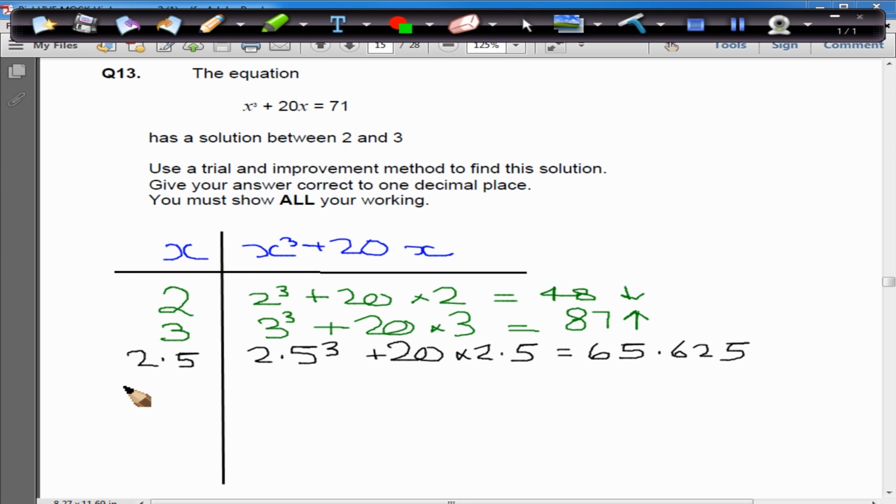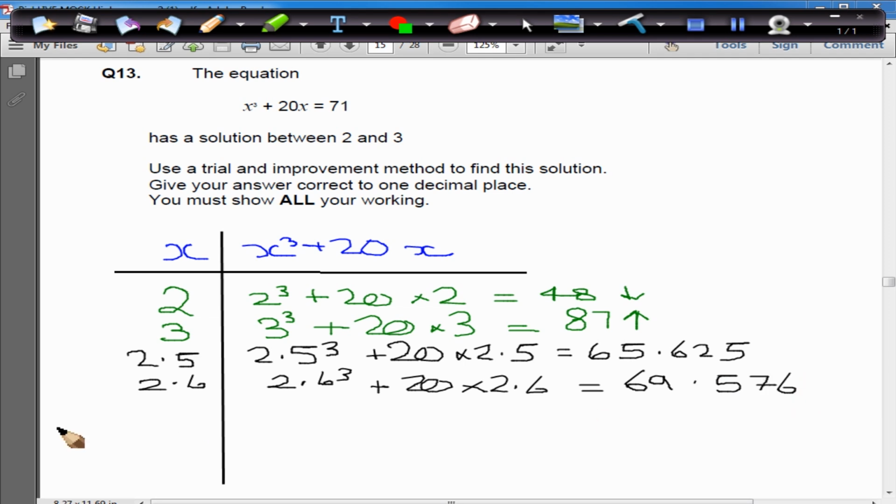Okay, then we try, that one's a bit too small, so we go for 2.6. Okay, Mr. Umar, what do you get for 2.6? 69.576. 2.6 cubed, 20 times by 2.6. Okay, go on then. What do you get? 69.576. Samir, what do you get? Okay, should we try 2.7 now? Yep.